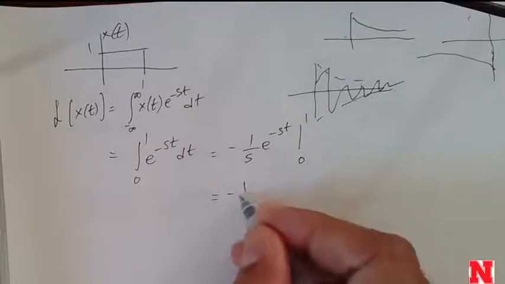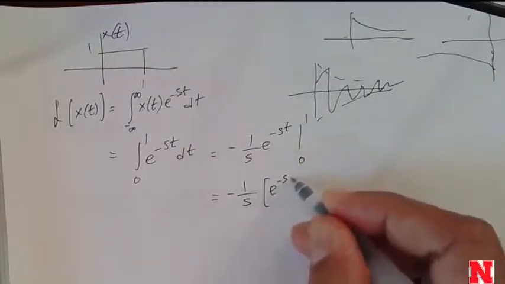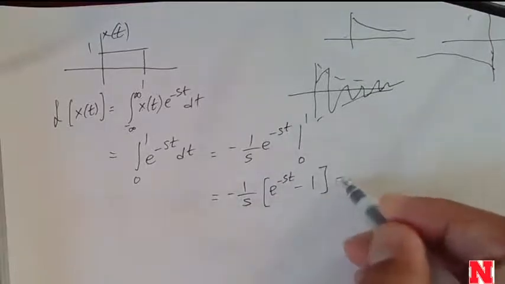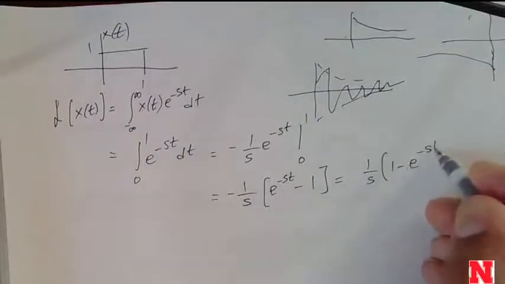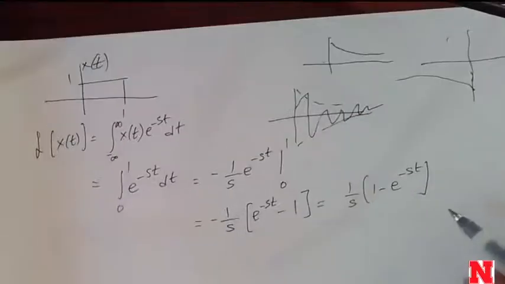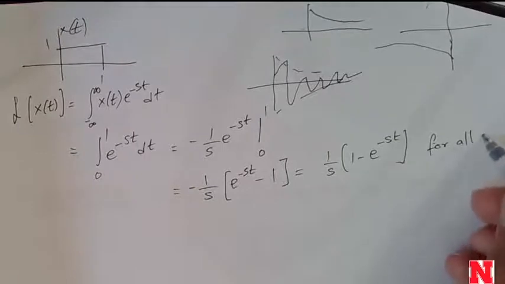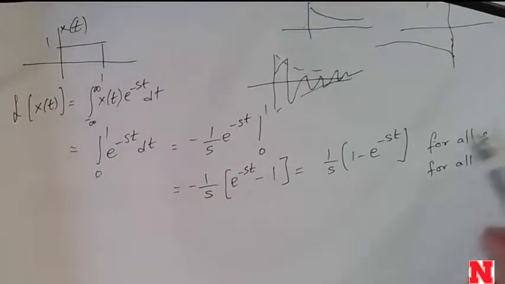So I can just write that as minus 1 over s. Plug in 1, I'll get e to the minus st. Plug in 0, I'll get e to the power 0, which is 1. Or I can write that as 1 over s, 1 minus e to the minus st. And the region of convergence for this is all of the s-plane. So I can write this for all s, or for all sigma. It's pretty much the same thing, however you want to say it. For all values of s, this is finite.